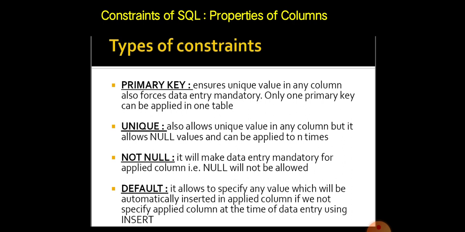Default we can give for age. If you are creating a table of voters, in that particular table, if we are creating a column like age, you can give the default age as 18. So if the user forgets to enter his or her age, then the compiler automatically inserts 18 into that particular column called age.